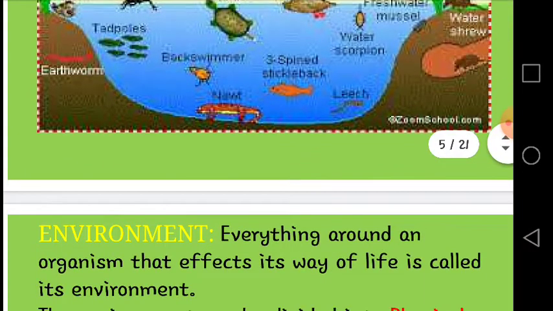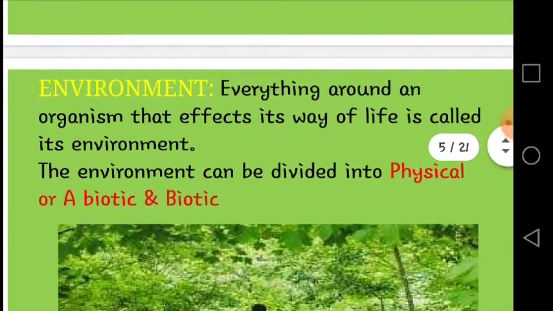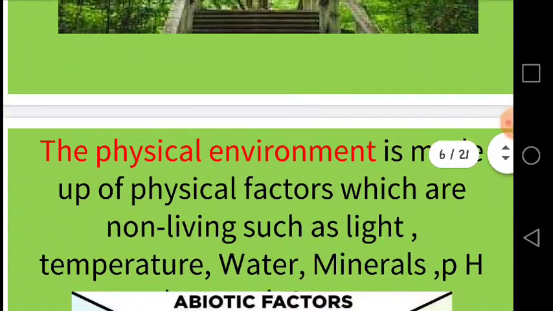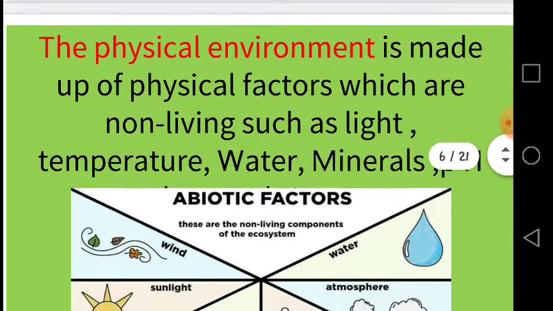Now we are going to focus on the environment. What is environment? Everything around an organism that affects its way of life is called its environment. Everything which surrounds us, it may be living, it may be non-living. The living things are called the biotic environment and the non-living things are called the physical or abiotic environment. Now we are going to focus on the abiotic environment or physical environment.